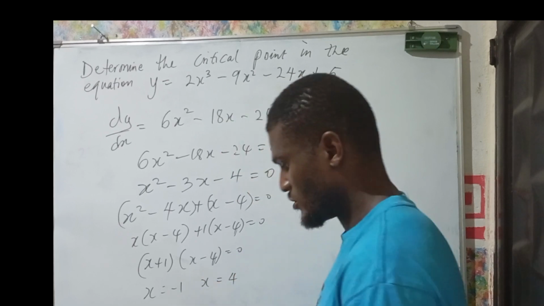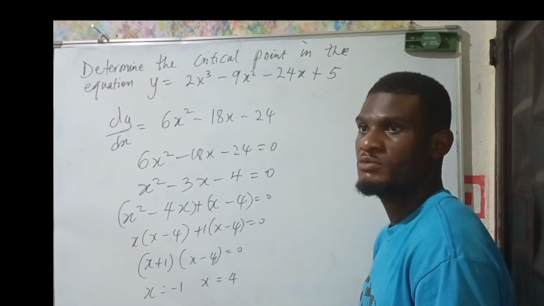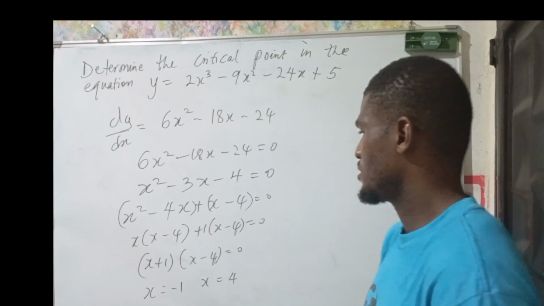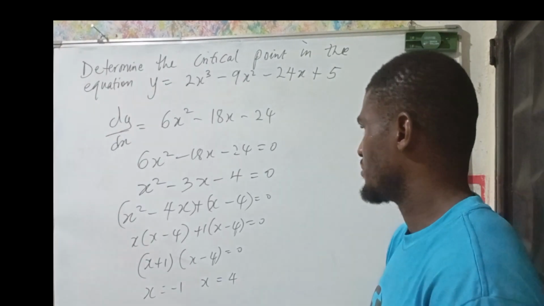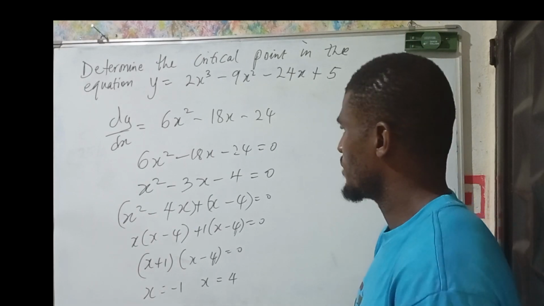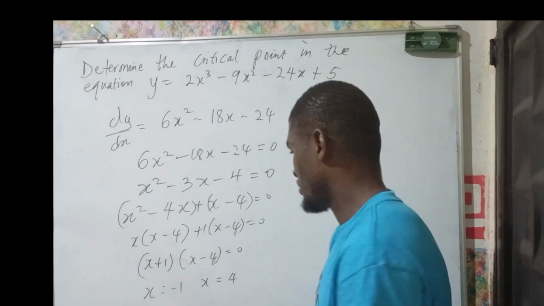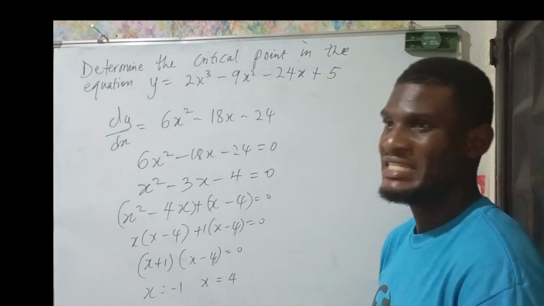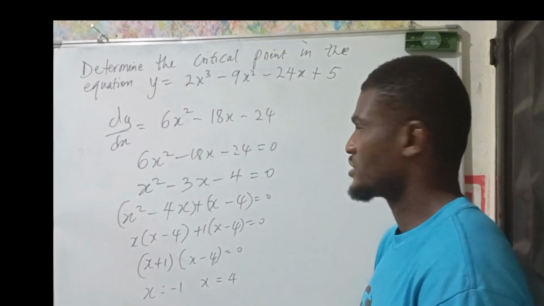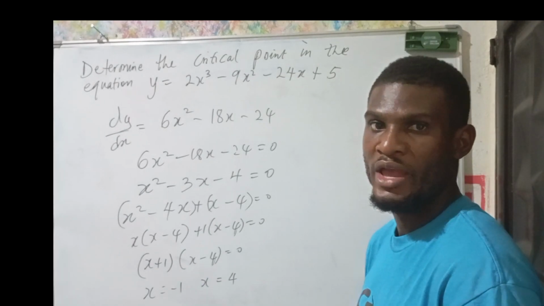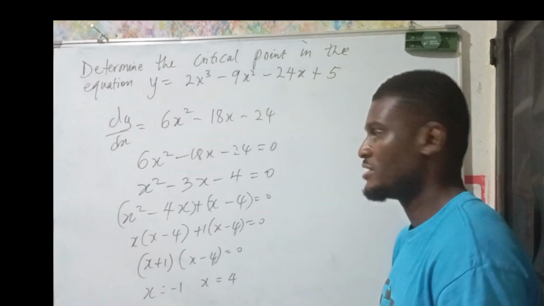So between these two values, one is going to be our maximum point, one is going to be our minimum point. And if there is any stationary point, we will determine from here. So now we are done with getting a critical point. But the next step that we're going to do now is to determine the nature of the critical point, if it is a maximum or a minimum.